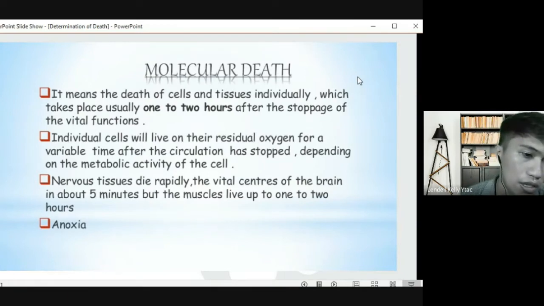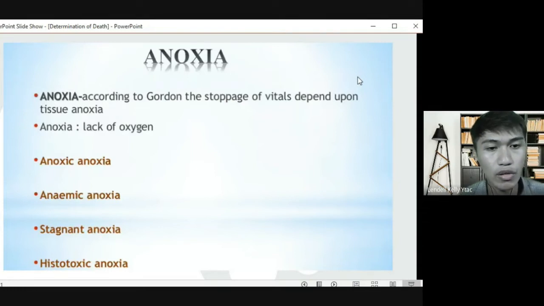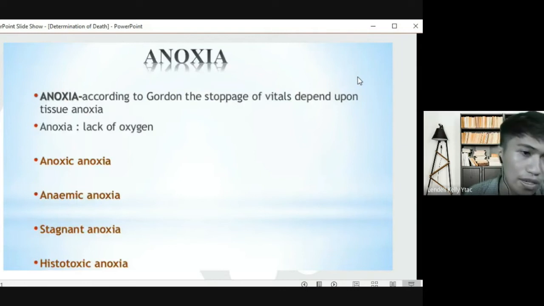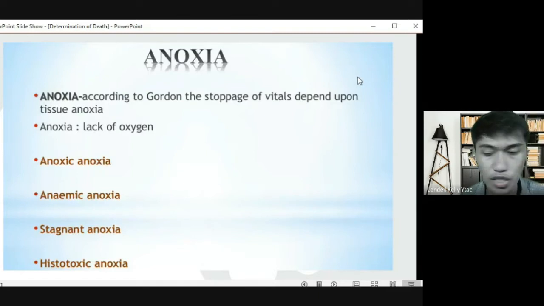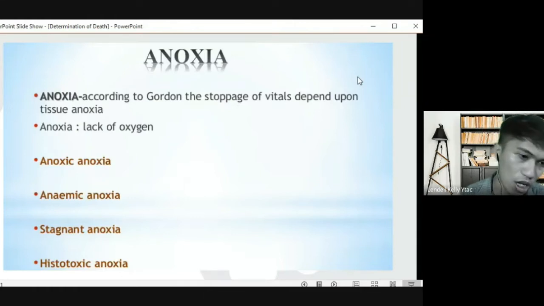Then, we have also anoxia. This is a state where there is a lack of oxygen. According to Gordon, the stoppage of vitals depends upon tissue anoxia. When we say anoxia, lack of oxygen, it comes from the root word oxia, meaning oxygen, and an-, meaning without. So anoxia means lack of oxygen. We have different types of anoxia: anoxic anoxia, anemic anoxia, stagnant anoxia, histotoxic anoxia.